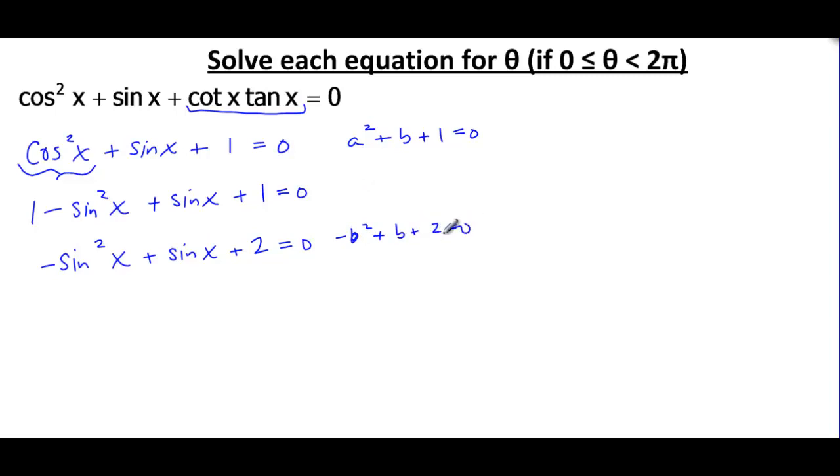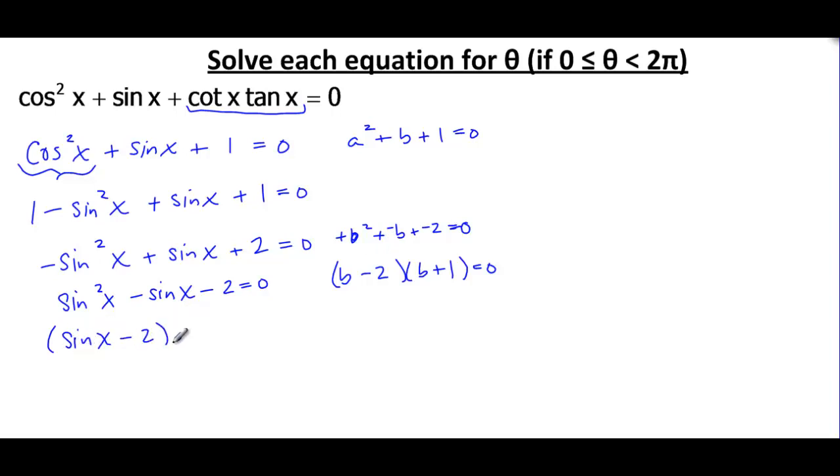Now this is something I can factor, but I don't like to factor with my lead coefficient negative. So if you remember, I can multiply everything by negative 1, which just changes all of the signs. This is going to become sine squared x minus sine of x minus 2. Now I can try to factor this. I know I'm going to get a b and a b. I could do a negative 2 and a positive 1. This will multiply to give me a b squared, a negative 2 at the end, and add to give me a negative 1. So I'm going to get sine of x minus 2 and sine of x plus 1.